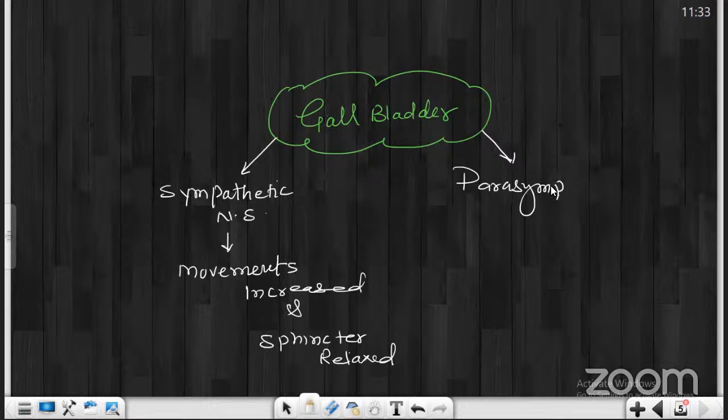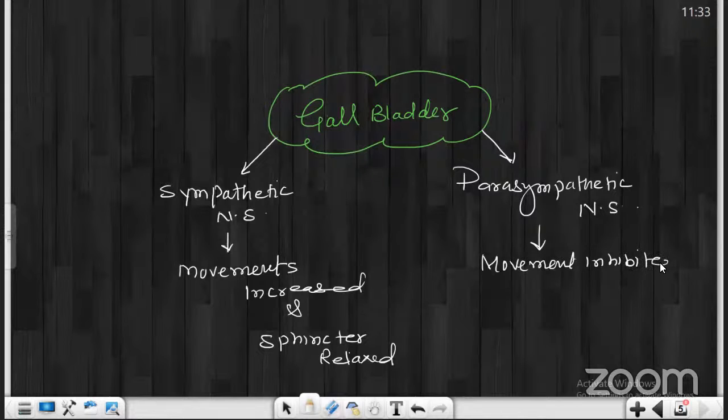And we talk about the opposite case, that is the parasympathetic nervous system. What do they do exactly? They are responsible just opposing the sympathetic one. That means movement is inhibited, right? Yes, sir. And what will be the sphincter condition in this? Sphincter is constricted. Done.